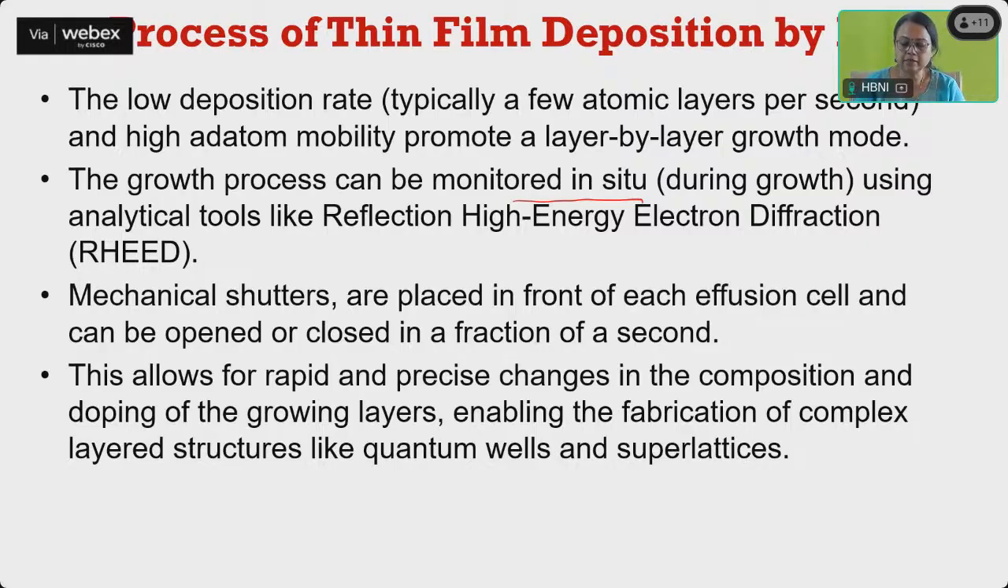Mechanical shutters are placed in front of each cell and can be opened or closed in a fraction of a second. If you want to use something as a dopant at a very low concentration, you open the shutter when you want to dope, it gets evaporated, then you place the shutter back and the evaporation stops. This allows rapid and precise change in the composition and doping of the growing layer, enabling the fabrication of complex layered structures like quantum wells and superlattices.